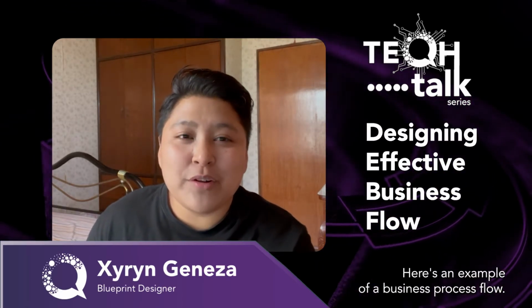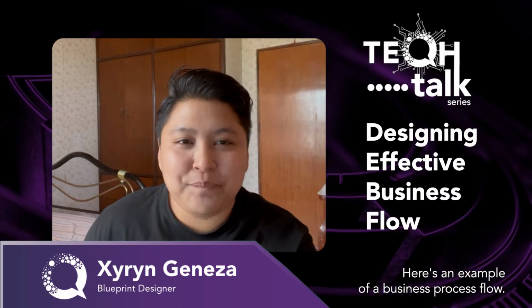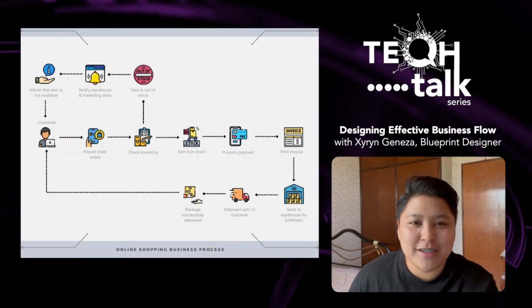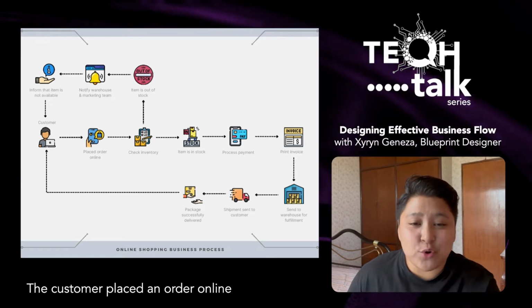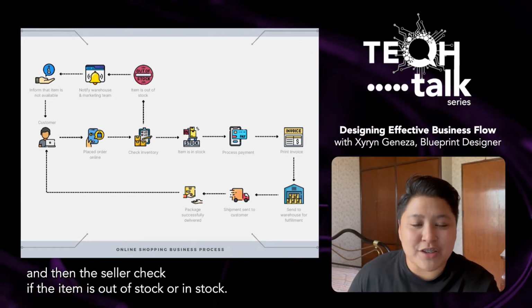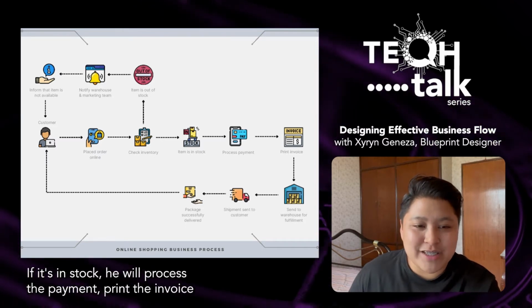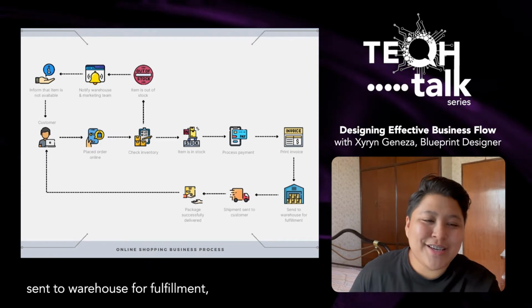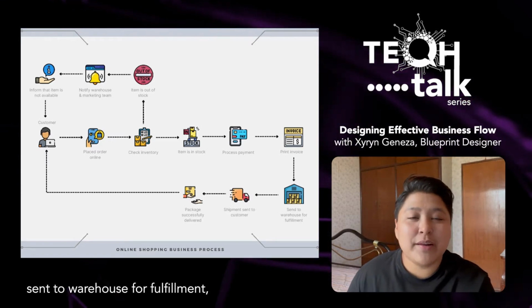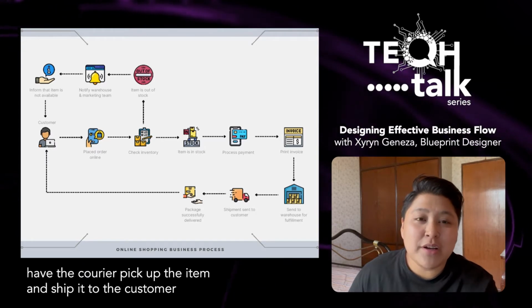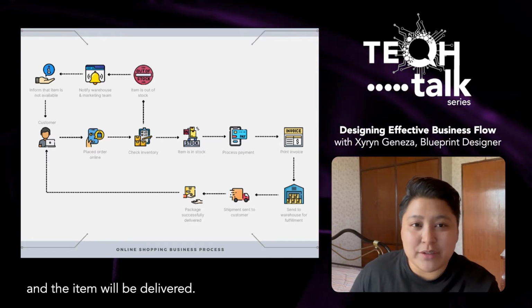Here's an example of a business process flow. Let's say this is an online shopping business process. The customer placed an order online, and then the seller checks if the item is out of stock or in stock. If it's in stock, he will process the payment, print the invoice, send to warehouse for fulfillment, have the courier pick up the item and ship it to the customer, and the item will be delivered.